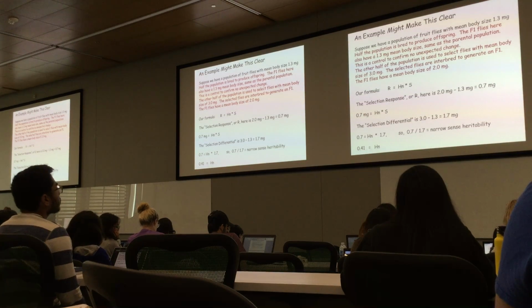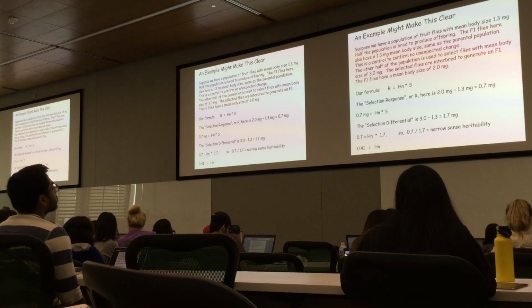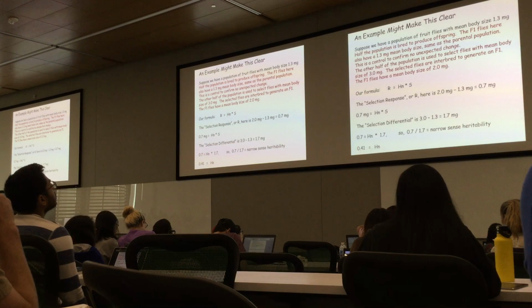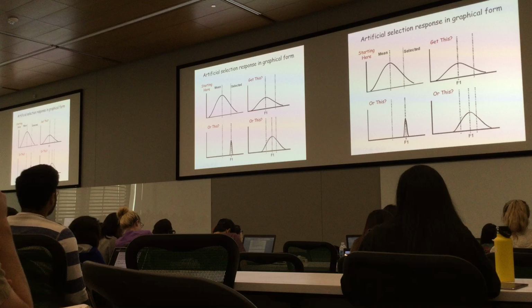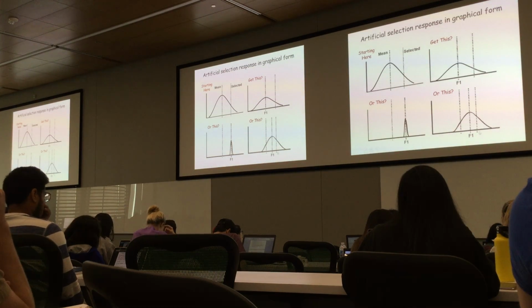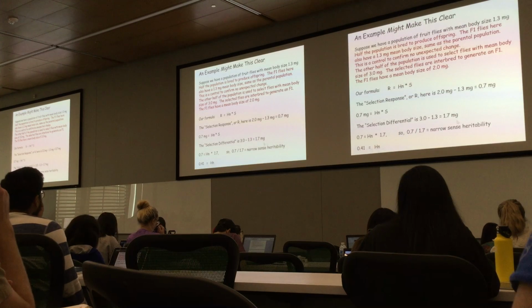The other half, we select flies with a mean body size of 3, we breed them together, and we ask what's the weight of the offspring F1 flies. In this case, we measure the weights of the F1s, and they have a mean body size of 2. So this matches almost exactly what has happened here. If this is 1.3, original population, this is 3, the selected animals, the F1s ended up somewhere in between at about 2 in this example.